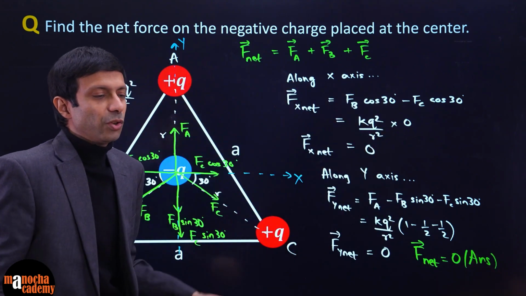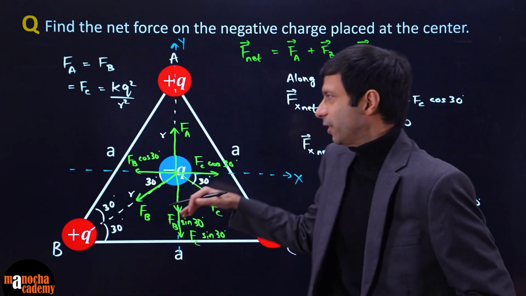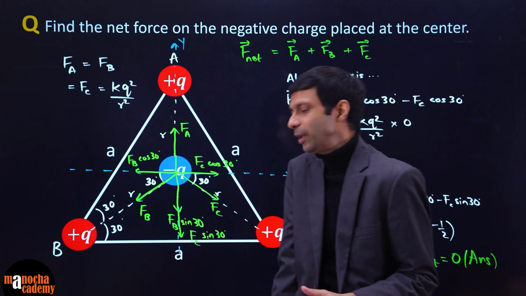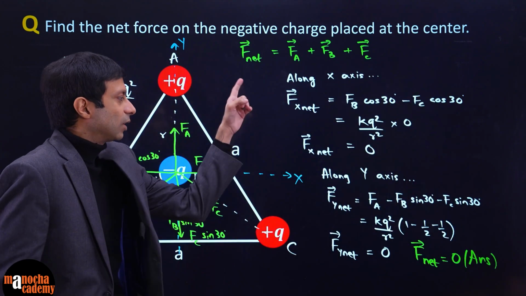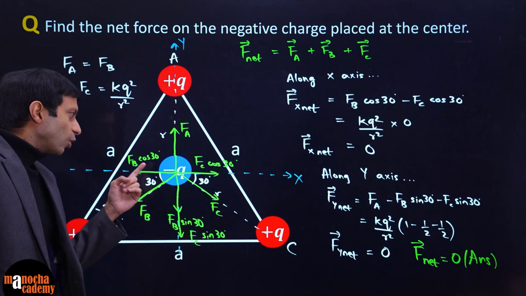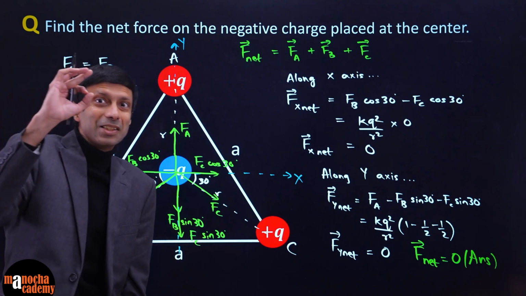So this is the trick. If you get these complicated forces which are in random directions, just break them down into x and y components. So make sure you draw a diagram neatly, and there you can calculate along the x and y axis, and that is our answer: the total net force on this negative charge is 0.